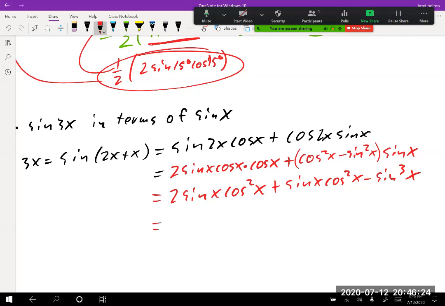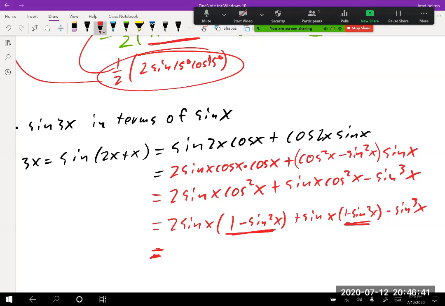So what I'm going to do, I think, is convert them. This would be 1 minus sine squared x, right? Plus sine x times 1 minus sine squared x minus sine cubed x. All I did was use the Pythagorean identity. You guys should have this memorized, right? That and that are worth the same.